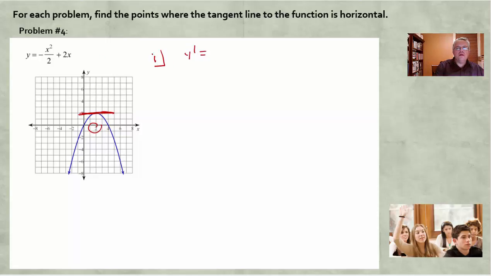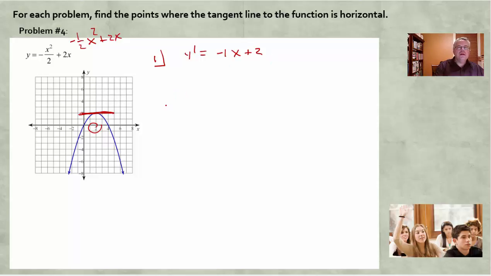So y prime equals. Here, this might be confusing a little bit. We can think of this as negative 1/2 x squared plus 2x. So it's minus x squared over 2. If you want to think of it as negative 1/2 times x squared. So when we take the derivative, 2 times negative 1/2 is negative 1, x to the first power, plus the derivative of 2x is 2.